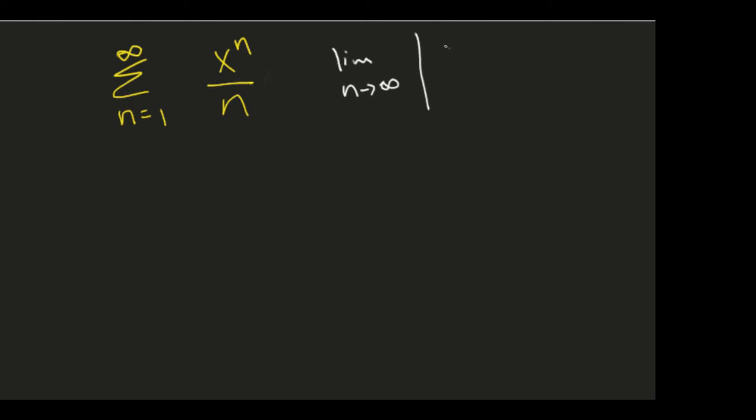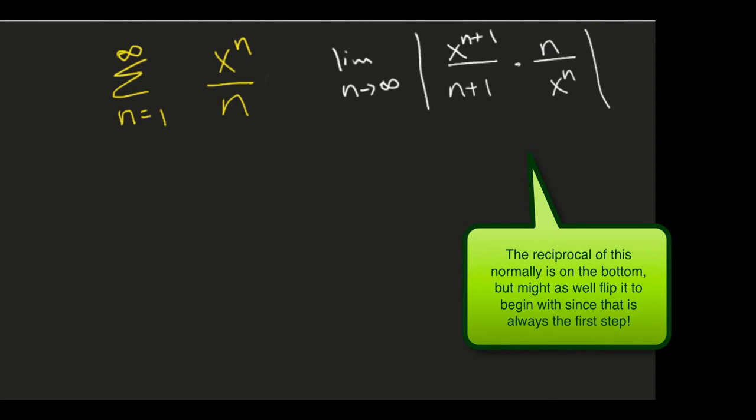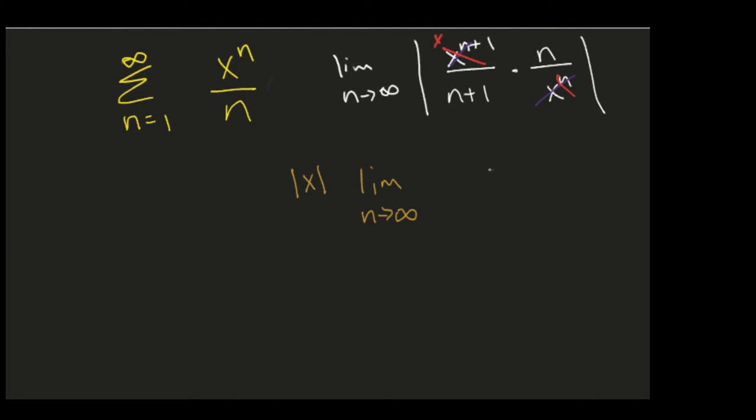On top you get x^(n+1) over n+1 multiplied by n over x^n. What do I do now? You can cancel out the x^n, and you're only left with an x to the 1 on top. Okay, and then? Since you don't know if x is positive or negative, it has to stay within the absolute value. Good. But n over n+1 can be removed. Okay.